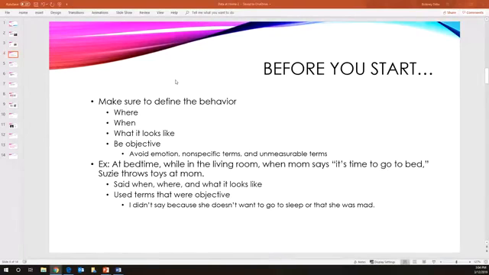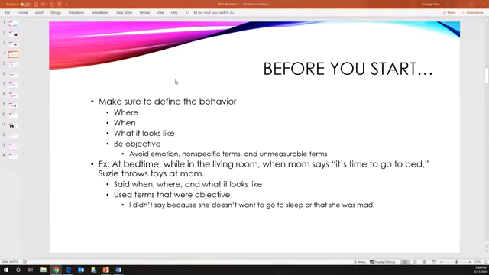Also avoid using emotions, like they're mad, or things that are just not very measurable, like they do this a lot or all the time. You want to make sure you say it very clearly. It has to be measurable and observable to work as a behavior for collecting data.